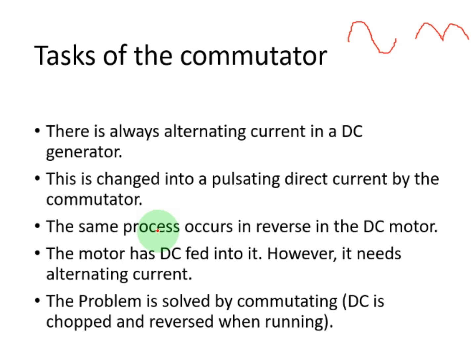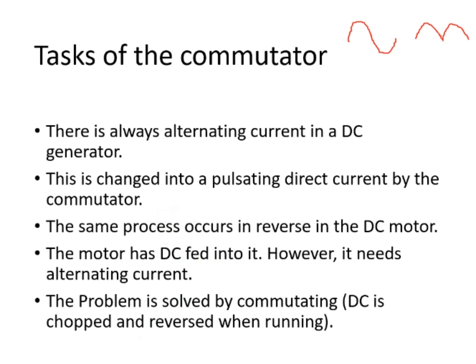The same process occurs in reverse in the DC motor. For a DC motor to work, it needs AC, alternating current, but we are feeding DC, so the commutator will convert the DC signal into an AC signal, which we will understand when we discuss the operation of a DC motor, right?